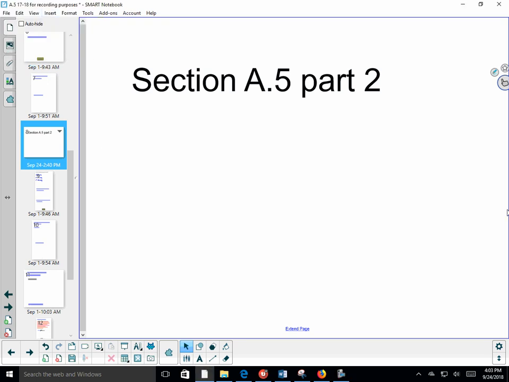We are looking at section 8.5, part 2. Remember, 8.5 is all about solving equations, and so far in part 1 you learned about solving linear equations and rational equations, and you also learned how to solve quadratic equations by factoring, taking square roots, and the quadratic formula. So what are we going to be doing in this second part, part 2? We're going to be solving quadratic equations by completing the square. We're going to solve higher order polynomial equations, and we're going to solve absolute value equations.